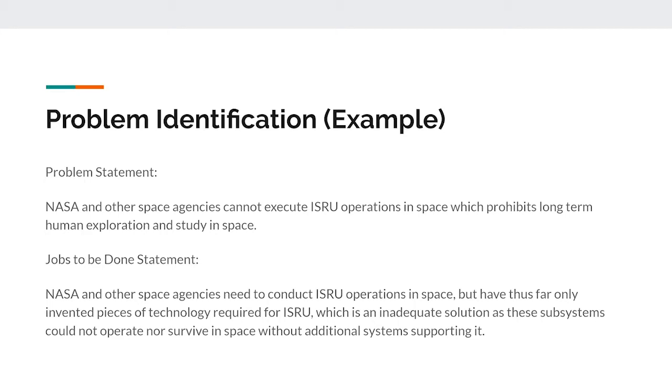Now, alternatively, the jobs to be done statement might be: NASA and other space agencies, so the group of people is the same, need to conduct ISRU operations in space. That's the job. But have thus far only invented pieces of the technology required for ISRU. That's the inadequacy, which is an inadequate solution as these subsystems could not operate nor survive in space without the additional systems supporting it. So that's kind of the impact, but that actually leads more to what I'm going to be doing, or what our company should be doing.